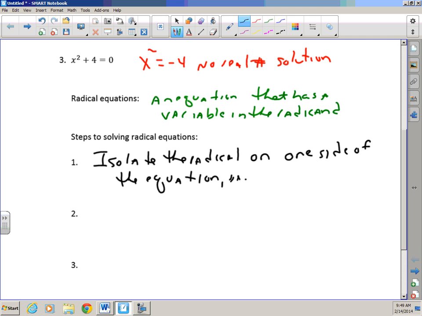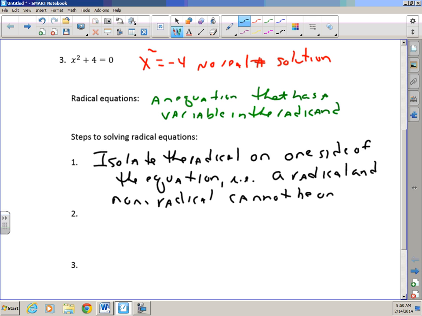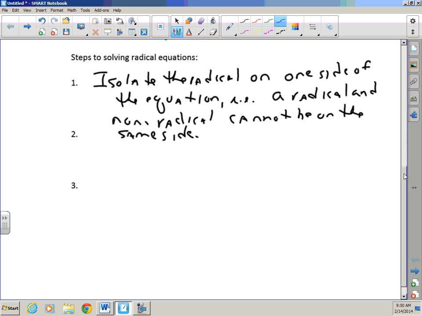i.e., an abbreviation for that is a radical and non-radical cannot be on the same side. And as with all of these things, once we go through examples, you'll see how straightforward it is. Okay, step 2, square each side of the equation.